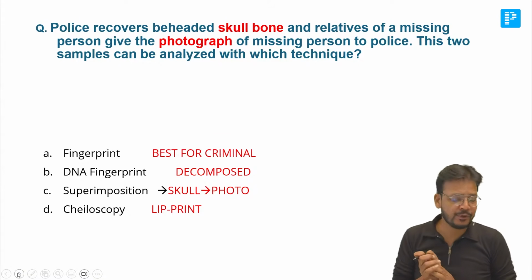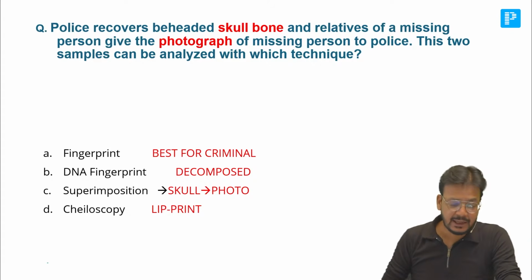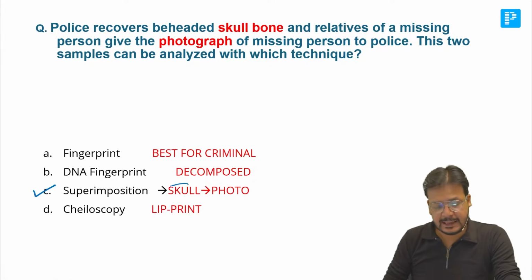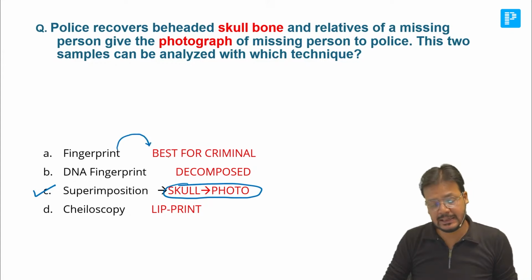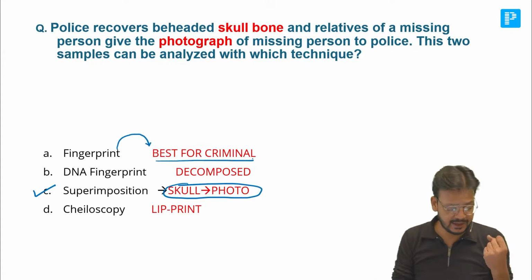Option C, superimposition. Option D, chiloscopy. Yes, without any doubt, my dear friend, it is the superimposition technique. The skull is compared with the photograph. Fingerprinting or the Galton system is best for criminal identification.